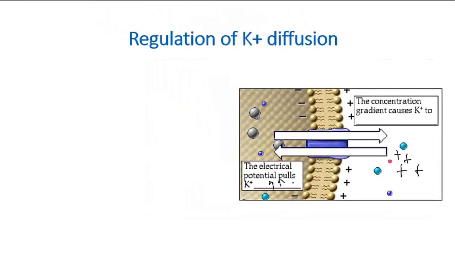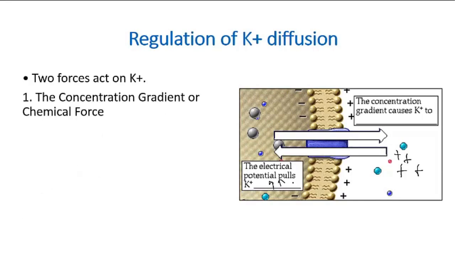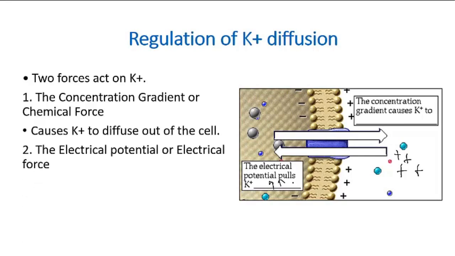So let's look at that process. These are the two forces that control the movement of potassium. One is the concentration gradient or chemical force that causes potassium to diffuse out of the cell. And the second one is the electrical potential or electrical force. This electrical potential originates after the net movement of potassium out and the net change of the membrane potential. And that pulls the potassium inside the cell. And since these chemical and electrical forces on potassium are equal and opposite, there will be no net movement of potassium across the cell membrane.